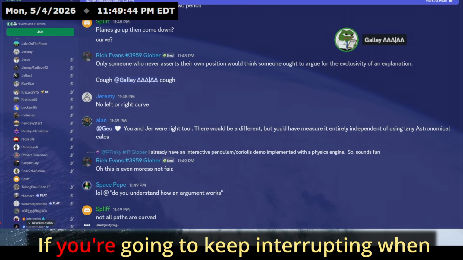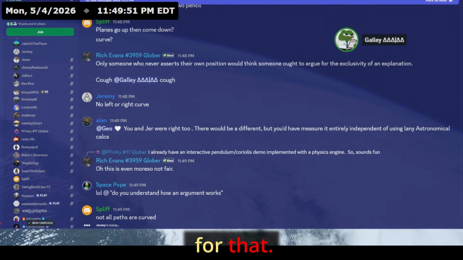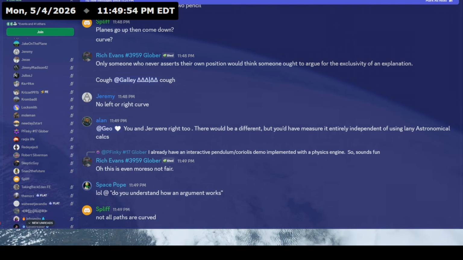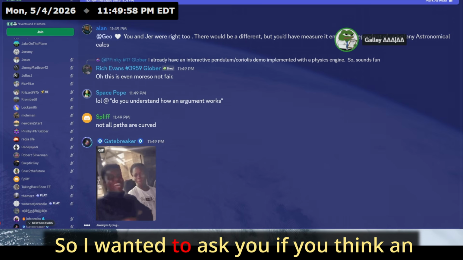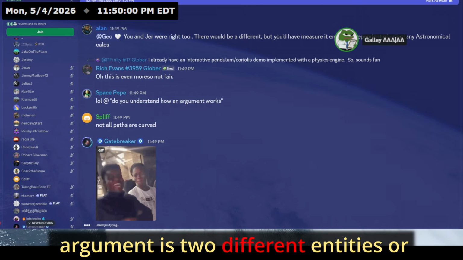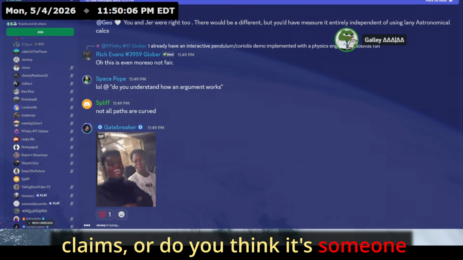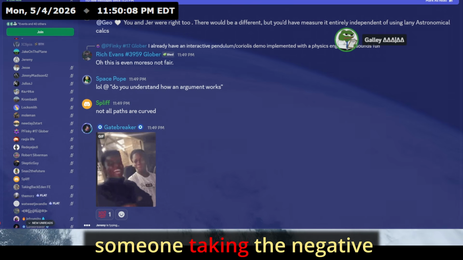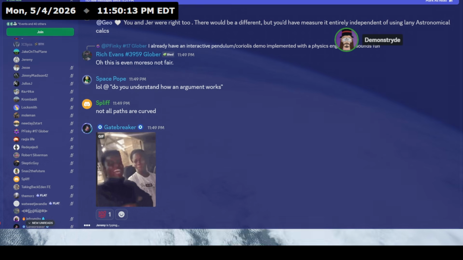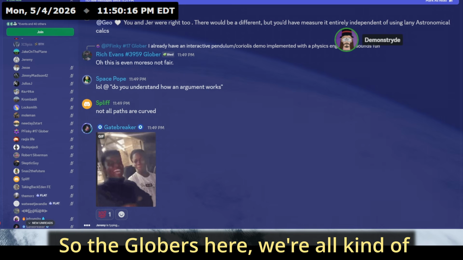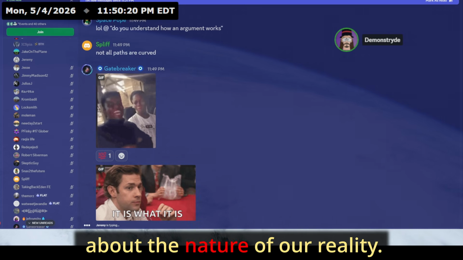Okay, if you're going to keep interrupting when someone's in the middle of speaking, we moderate for that so people can have a coherent conversation. But anyways, you said, is the argument this? So I wanted to ask you if you think an argument is two different entities or beings making affirmative claims, or do you think it's someone taking the affirmative position and someone taking the negative position, negating that affirmative position? I'm just trying to understand. So the Globers here, we're all kind of arguing from one position and making logical claims about the nature of our reality.